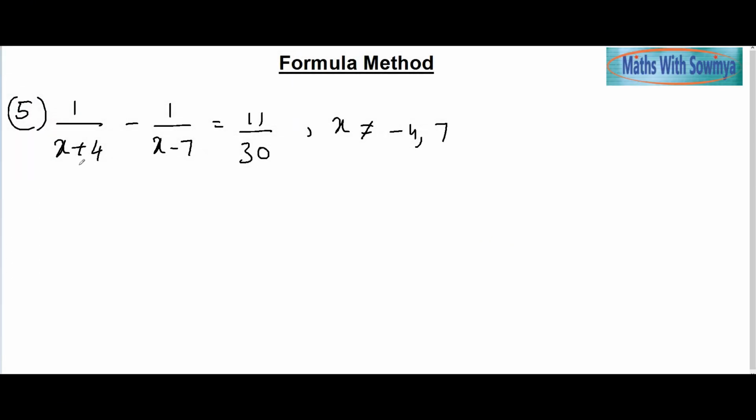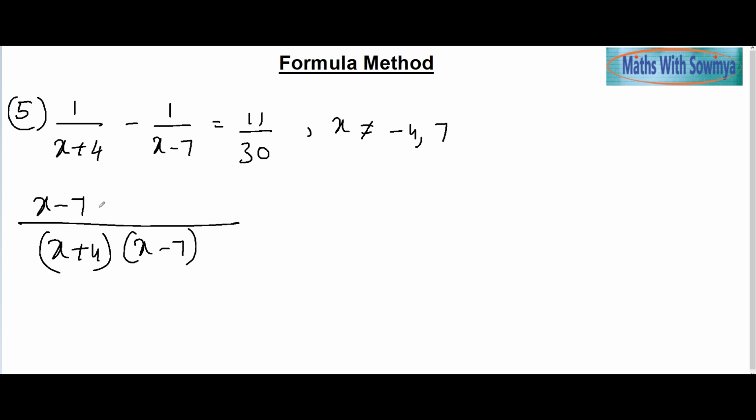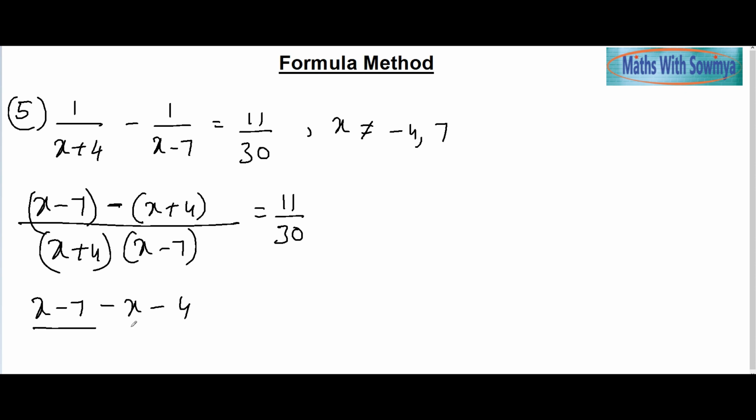In this question, we take the LCM here, which is x plus 4 into x minus 7. So, x plus 4 gets cancelled, x minus 7 goes here, minus of x minus 7 goes x plus 4. So, whenever negative is there or you have the binomial, always use the bracket. Otherwise, we make the mistake on the sign. x minus 7, this will be minus x minus 4 divided by x square minus 7x plus 4x minus 28, which is equal to 11 by 30.